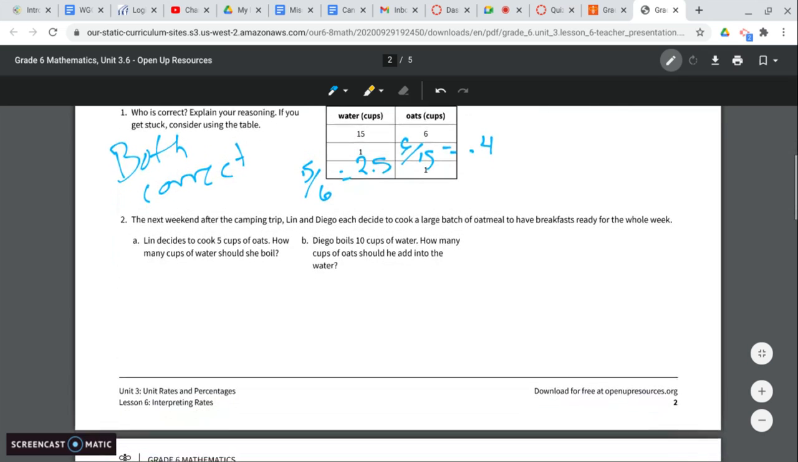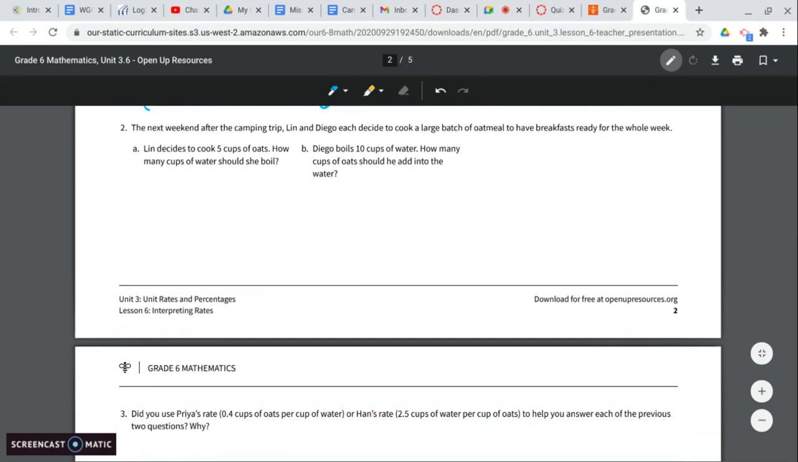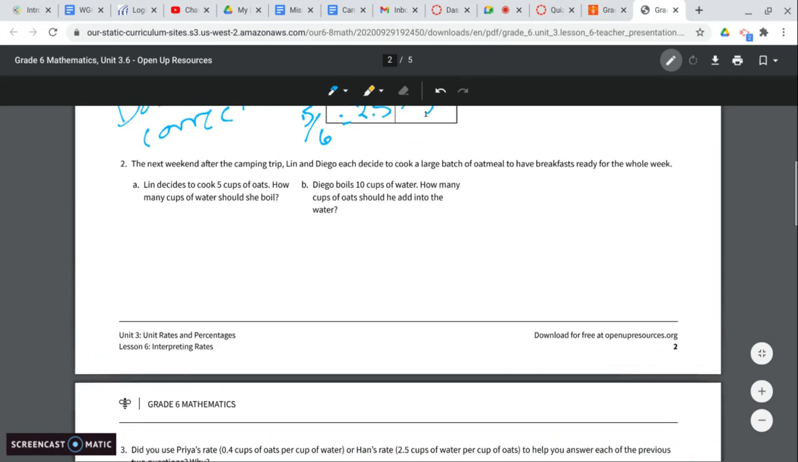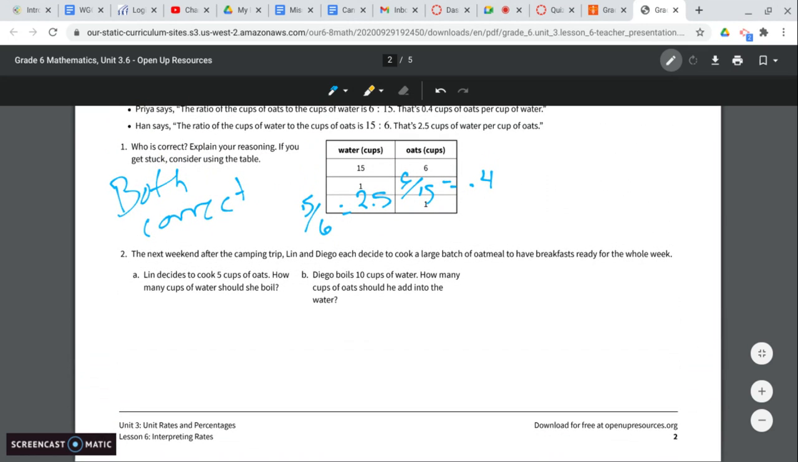All right, for number 2. The next week, after the camping trip, Lynn and Diego decide to cook a large batch of oatmeal to have breakfast ready for the whole week. Lynn decides to cook 5 cups of oats. How many cups of water should she boil? Diego boils 10 cups of water. How many cups of oats should he add into the water? So each of them is using a different starting amount. We're going to use each of our unit rates to solve these.